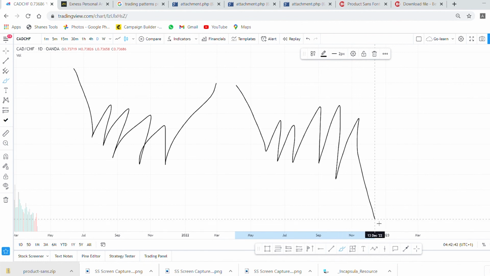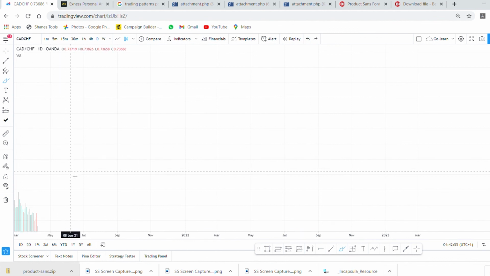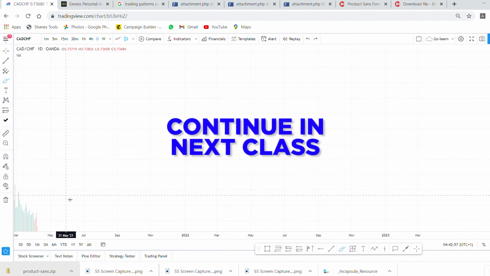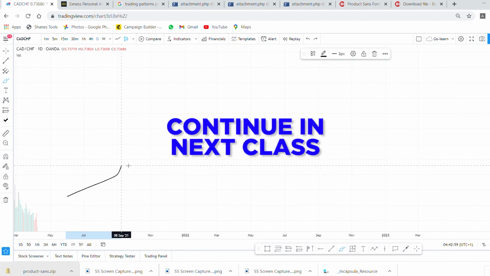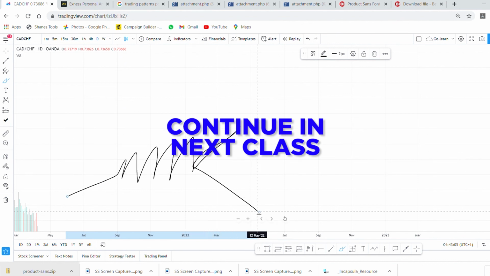Now, when it comes to a bilateral pattern, it means when market is coming from a certain direction, you don't know whether the market wants to go up or go down. It's a two-way thing. Market can go both ways. You understand me? Market can go both ways.